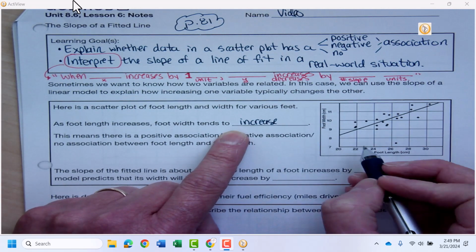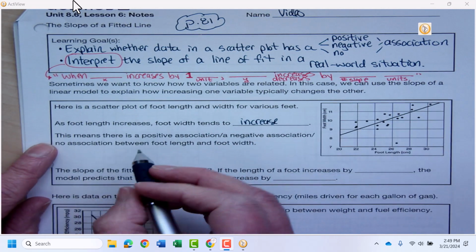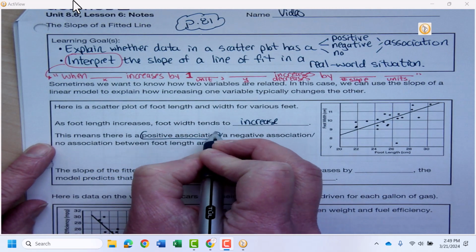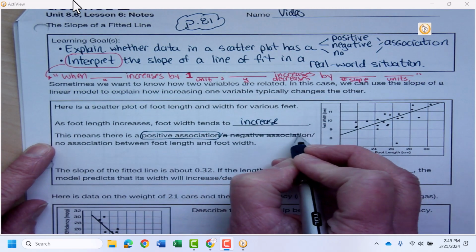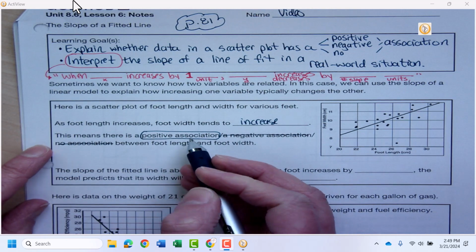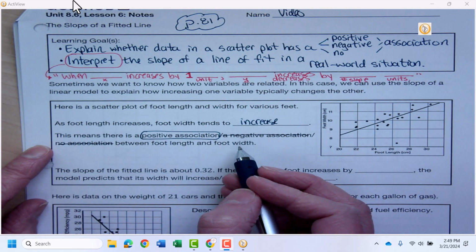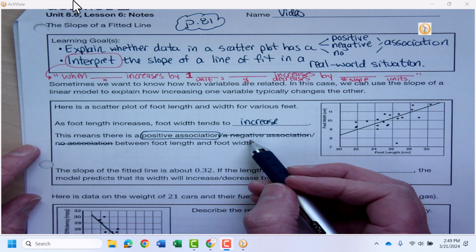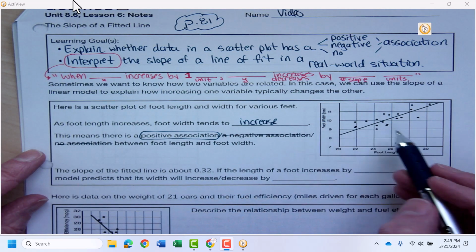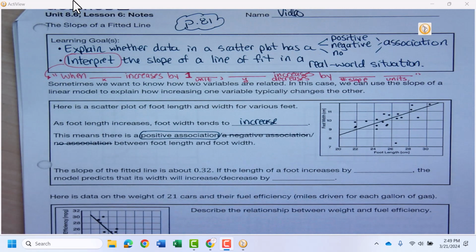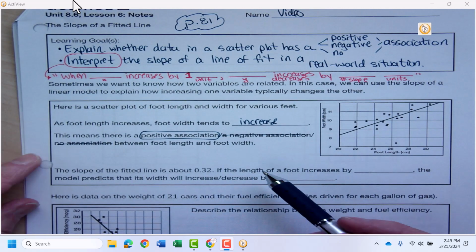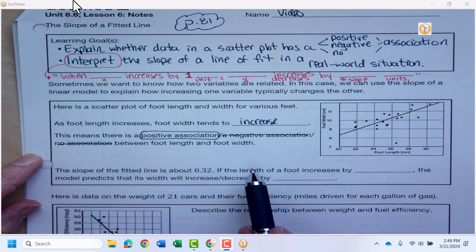So when both things increase together, this means that there is a positive association. I'm going to cross off these other two. There's a positive association between foot length and foot width. Okay. A negative association would mean that as one thing increases, the other thing decreases. And we saw that in the activity today when we looked at the weight of a dog and its life expectancy. The weight increased, the life expectancy decreased.